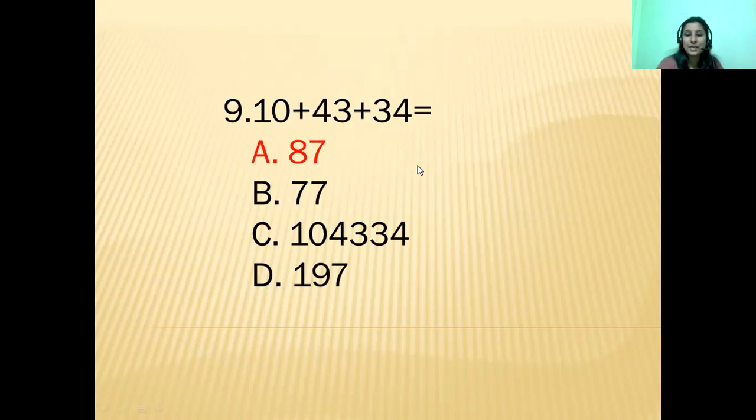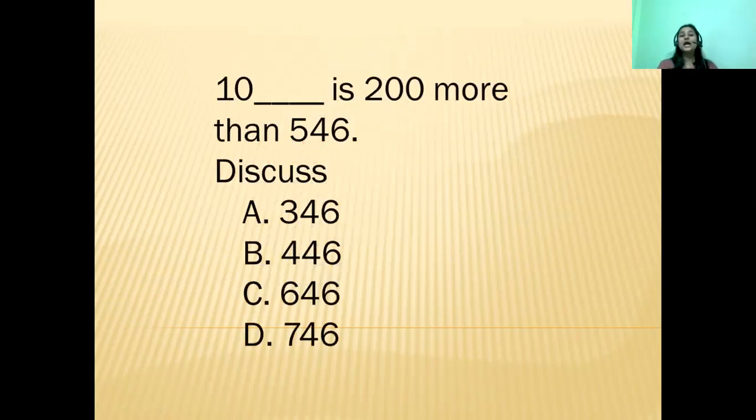Okay, let's see the next question, question number 10. Blank is 200 more than 546. More means we have to add. So what will be the answer when we add 200 to 546? You have to add these two numbers and find the answer. Your options are option A, 346, option B, 446, option C, 646, and option D is 746.